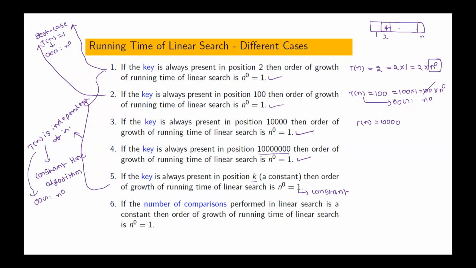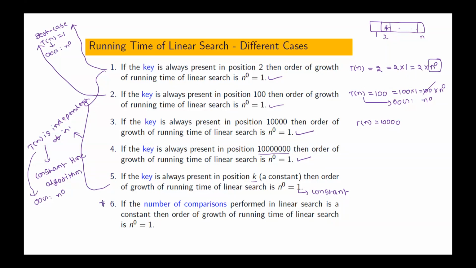Is that clear? So that means not only if the key is present in the first position, even if you know that the key is always present in the second position, that is also the same as the best case. Even if the key is always present in the third position, that is also the same as the best case. Asymptotically, it is the same. Is the point clear? So finally, that's what we are emphasizing.